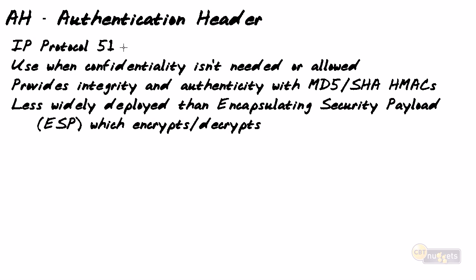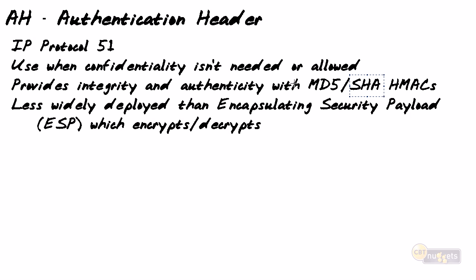It's IP protocol 51, so it will populate the IP protocol field in the IP header with the binary number 51 if it's AH. You use AH when you don't need, or it's not allowed, to have confidentiality in your deployment. So it doesn't encrypt and decrypt. It provides integrity, it provides authenticity. It does this with hashed message authentication codes, or HMACs, okay? Either the MD5 or the stronger SHA-1, SHA-2 or higher.